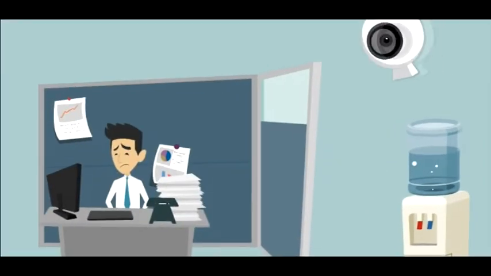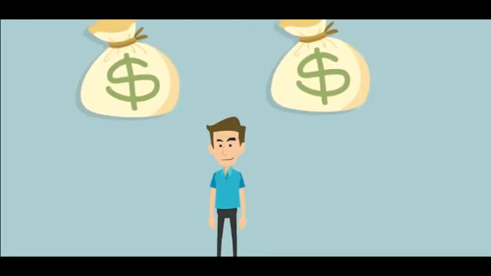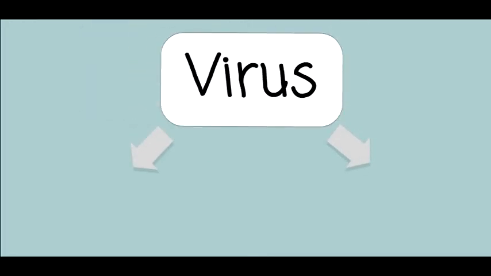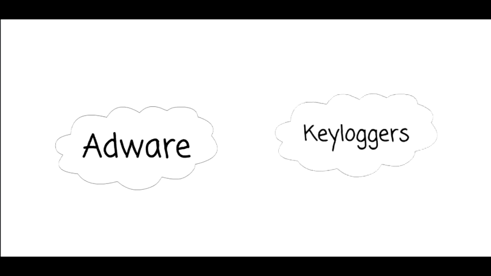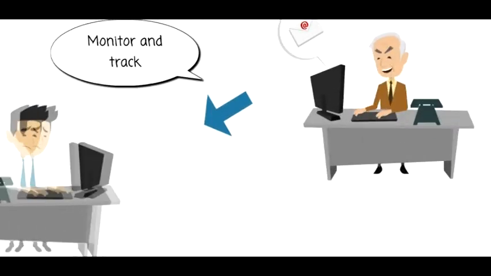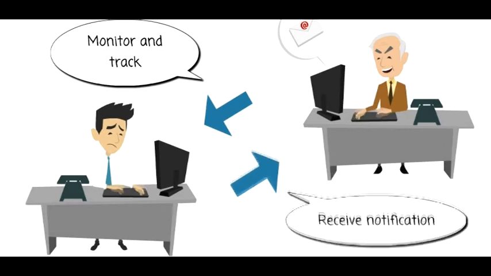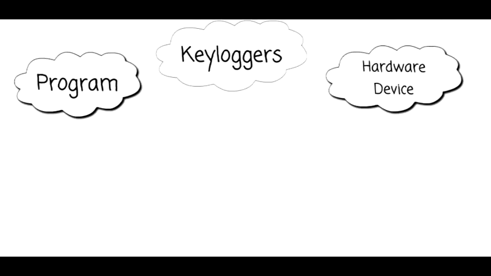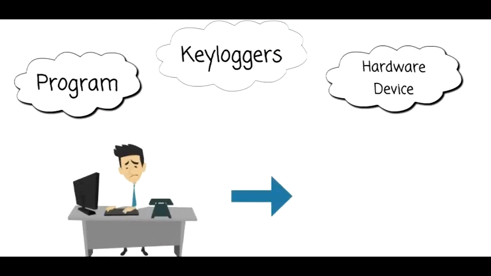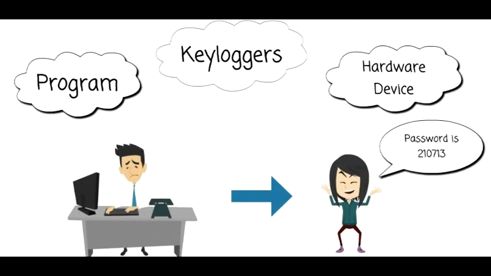Spyware is software that imposes upon users' privacy and security. Its creators are motivated by profit, and spyware is more intrusive and harder to detect and remove than viruses. The two most common spyware are adware and keyloggers. Adware monitors and tracks a user's activities, and sends a log of these activities to third parties without the knowledge or authorization of the victim. A keylogger can be a program or device that is inserted between the keyboard connector and the USB port that silently captures all keystrokes like passwords and private information.